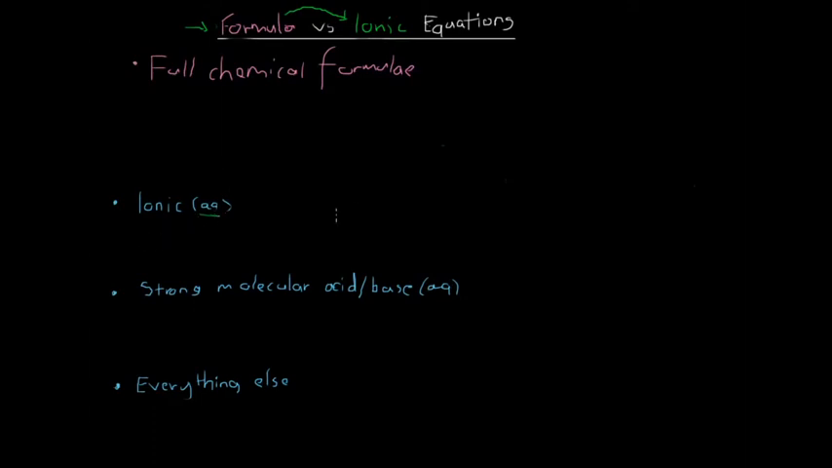For example, sodium chloride. If we have sodium chloride solution in the formula equation, then we want to rewrite this. Ionic equations are all about rewriting formulae to show the actual state of the substances involved. So we're rewriting formulae to show the actual state.